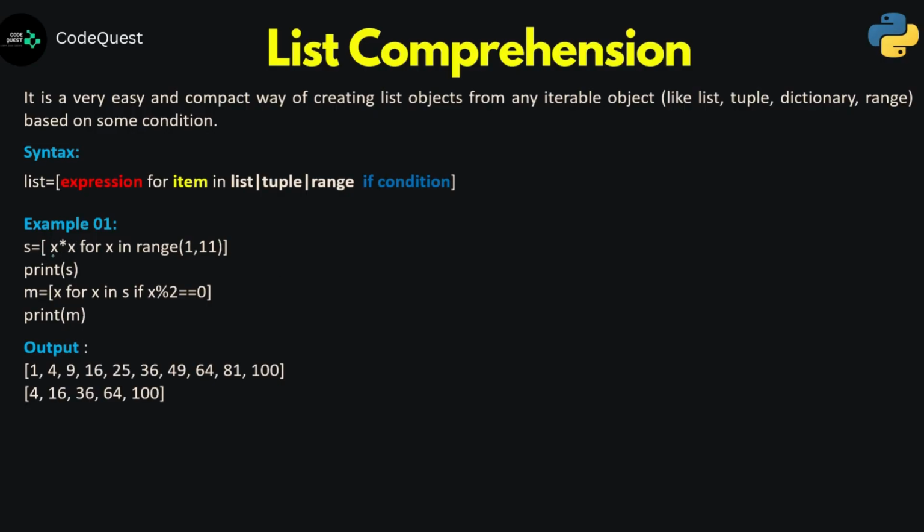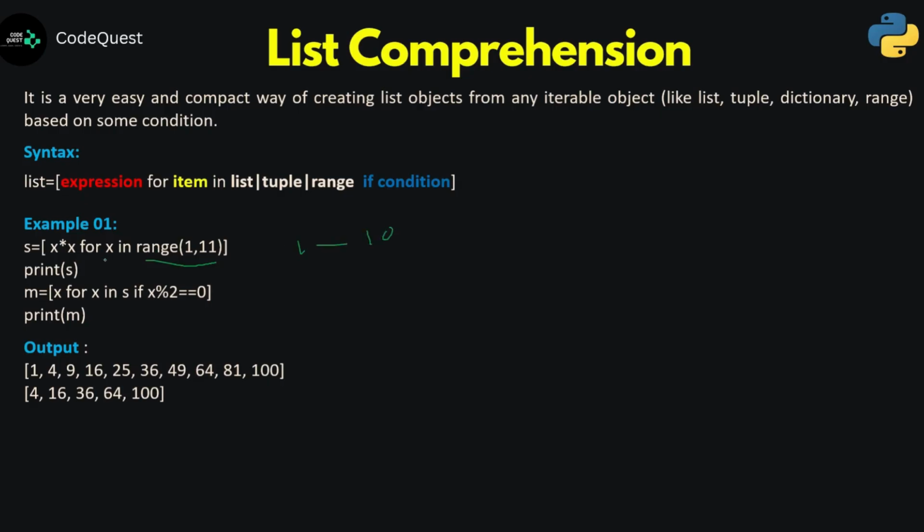Here we have taken x into x, that is nothing but my expression here, right? And for x, the item is nothing but x here. In, we have taken range(1, 11). There is no condition attached here. So we know that this range function is going to produce the values 1 to 10.